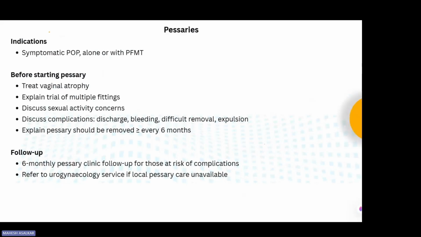Okay, so it's not that you fit the pessary one time and it is done, because from patient to patient the size will be different. So multiple fittings will be required. Discuss sexual activity concerns, discuss complications: discharge, bleeding, difficult removal, expulsion, etc. Explain the pessary should be removed every 6 months. Okay, and there is a special pessary clinic. So the patient should come for follow-up every 6 months. For those at risk of complications, the patient is advised to come to the pessary clinic and be referred to the urogynecologic service if local pessary care is not available.